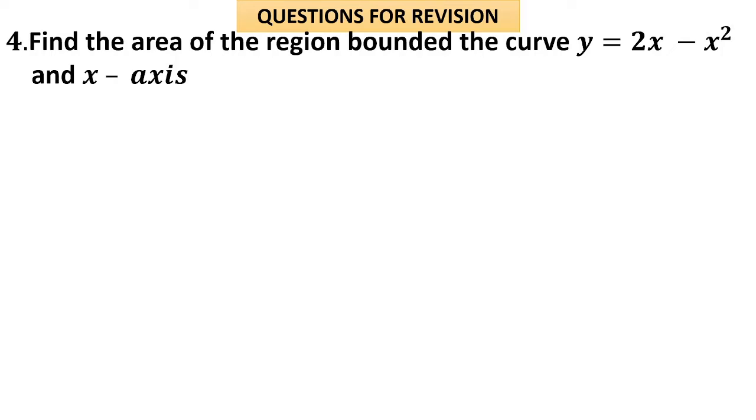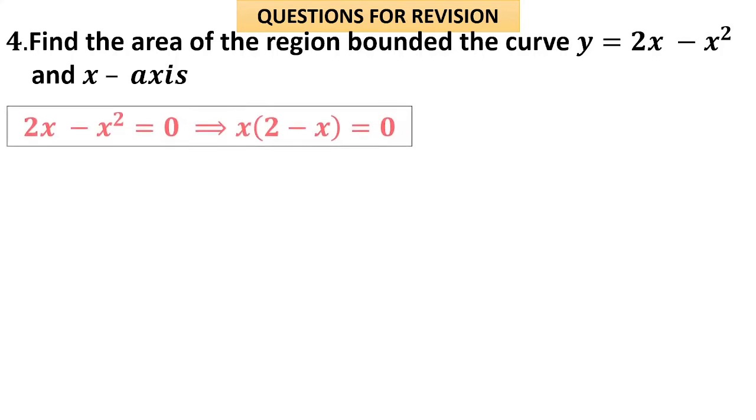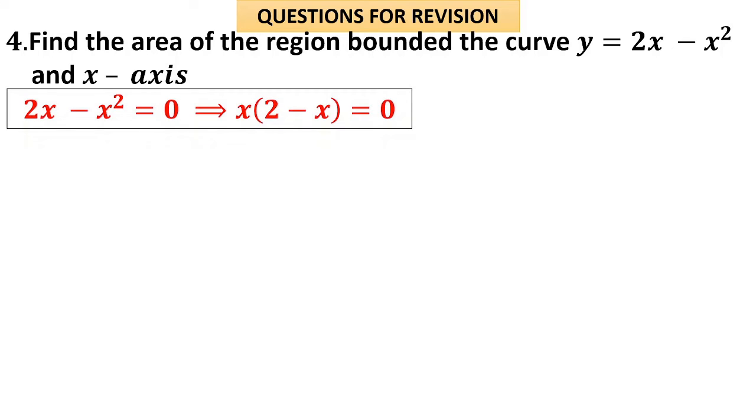Let us move on to question number 4. Find the area of the region bounded by the curve y equals 2x minus x square and the x-axis. Here what is the difference? Here we don't know the value of x. From what to what we have to integrate? Very simple. Equate that 2x minus x square to 0. You will get x equals 0 and 2.